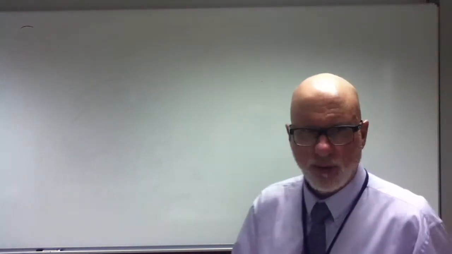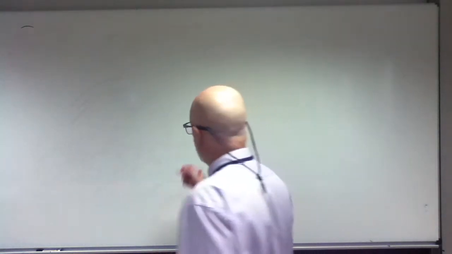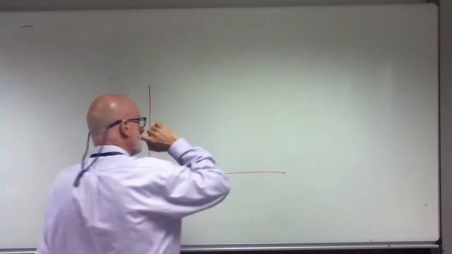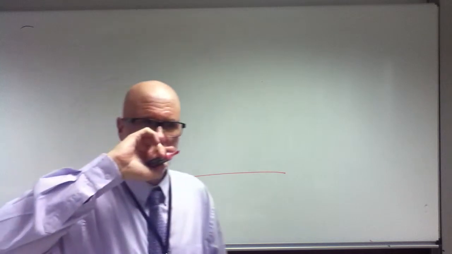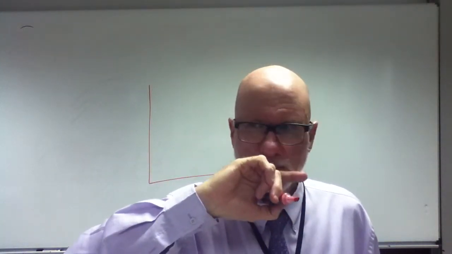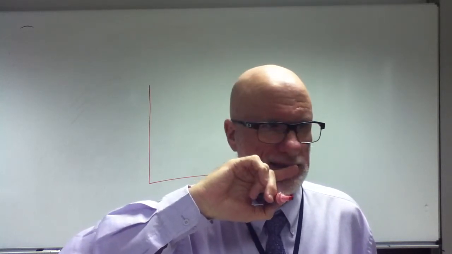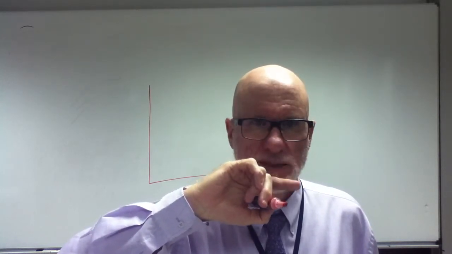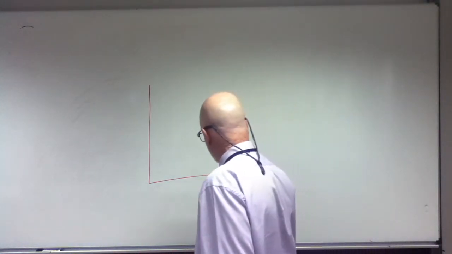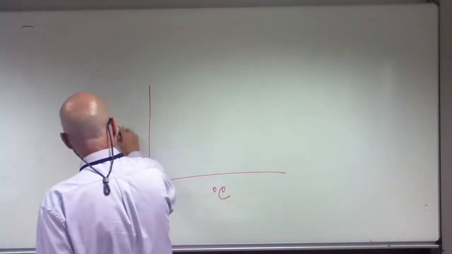All right, let's start where we left off. How many points do you need to make a straight line? Two. Excellent. So let's do a graph. Look at the graph. What's on the x-axis? Celsius is on the x-axis. So this is going to be degrees Celsius, and this will be degrees Fahrenheit.